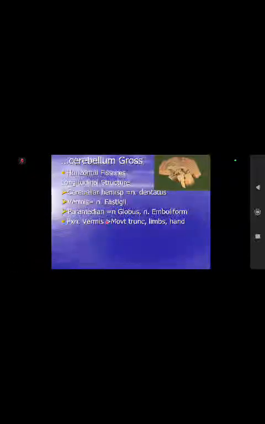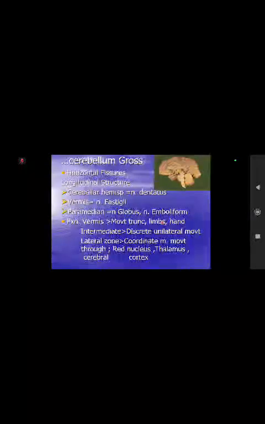The vermis, which you said is a primitive part, is mainly for movement of the trunk, limbs, and hands. Then the intermediate part is mainly for discrete unilateral movements, which we talked about. The lateral zone is coordinating muscle movements through the red nucleus, the thalamus, and the cerebral cortex. Now, part of this cerebral cortex pathway is also through the basal ganglia.